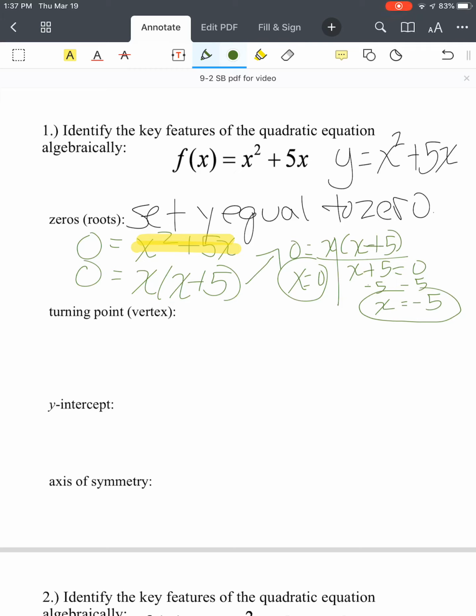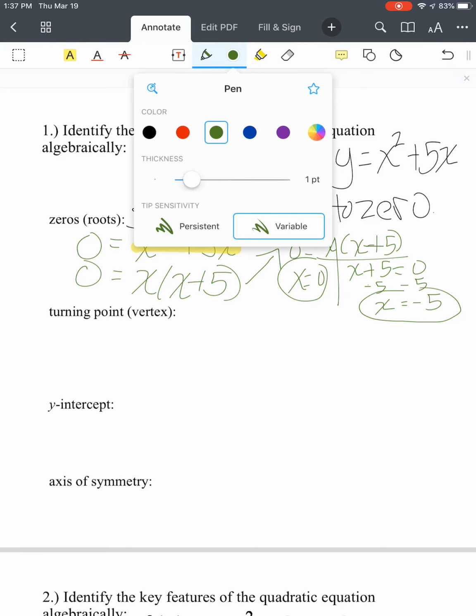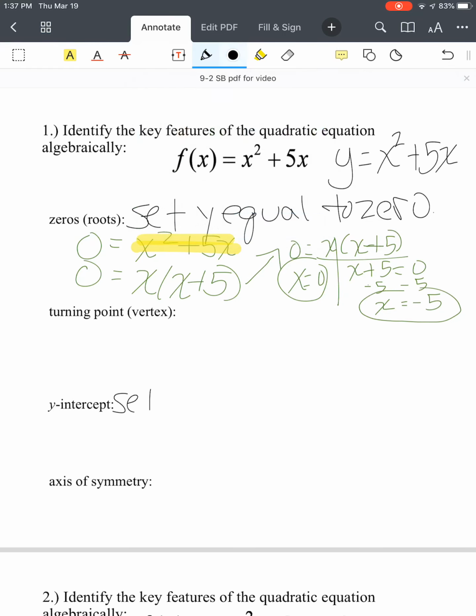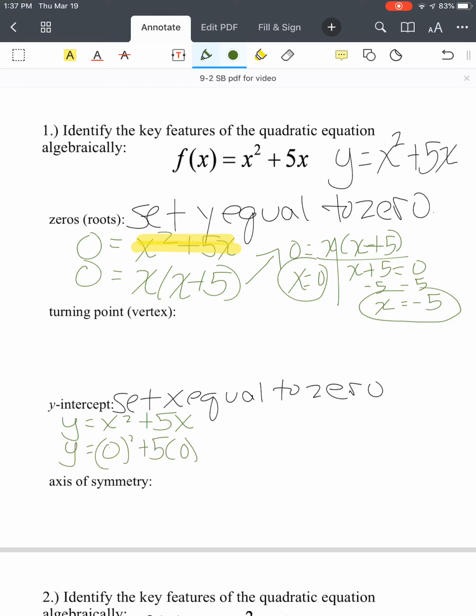Let's do the y-intercept next. The y-intercept is where the parabola crosses through the y-axis. To find that algebraically, we're going to set x equal to 0. So I have my equation, y equals x squared plus 5x. Every time I see an x, I'm going to put a 0 in. So 0 squared plus 5 times 0. In this case, I get y equals 0. So my parabola crosses through the y-axis at 0.